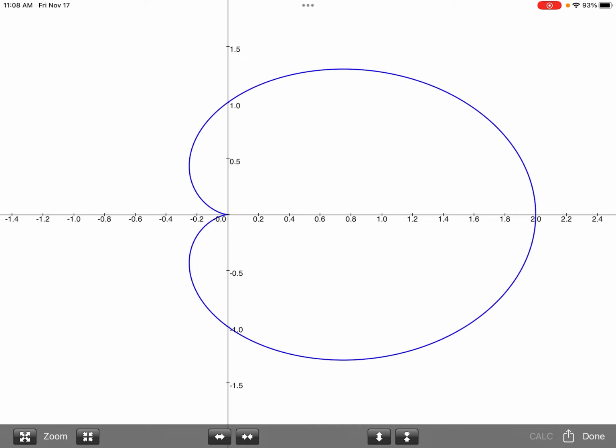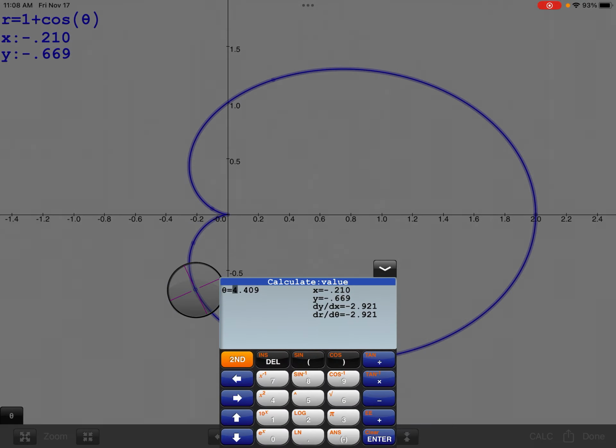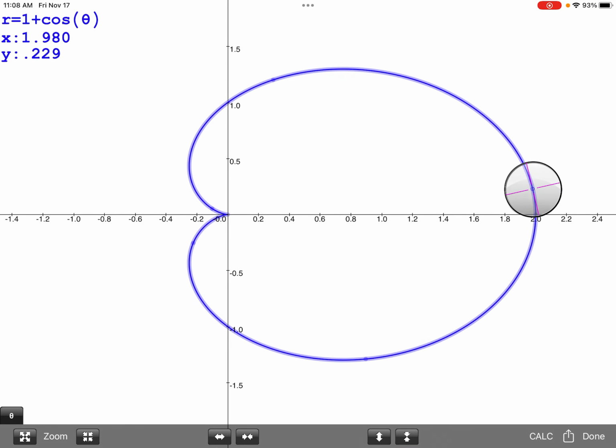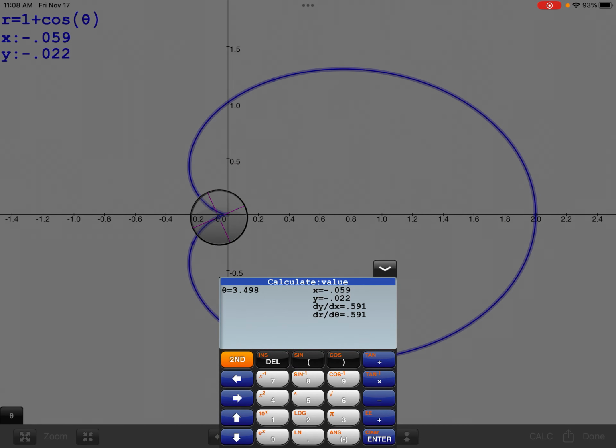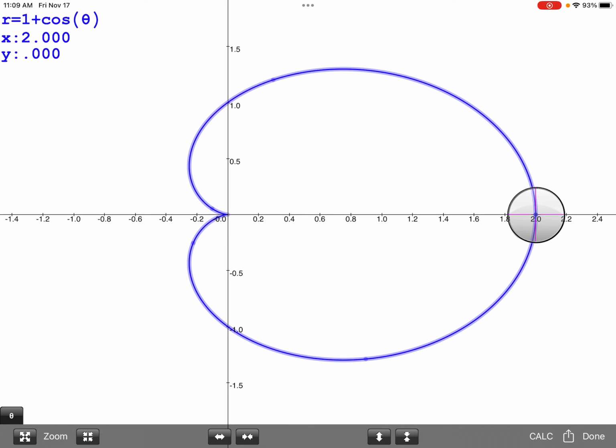Another thing I should check is if you put 0, where does it start? So it starts here. And then if you go around, right there, that should be pi. So calculate 3.49, I believe that's pi. So if you use pi, yep, that's that point. So basically from here to here would be 0 to pi. So you could integrate from 0 to pi and then double the answer.